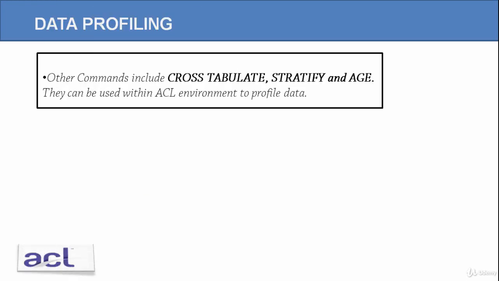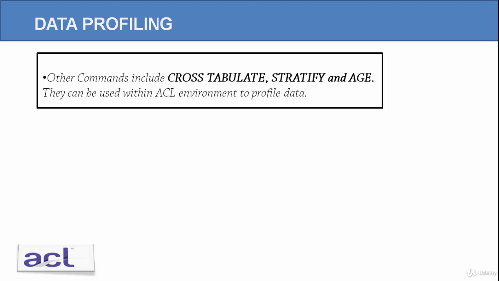Then we have some other commands for profiling, such as cross tabulate. Cross tabulate works just like your pivot table in Excel. So if you really want to do any pivot related task in ACL, then you'll be thinking about cross tabulate. Then we have the stratify and the age commands.